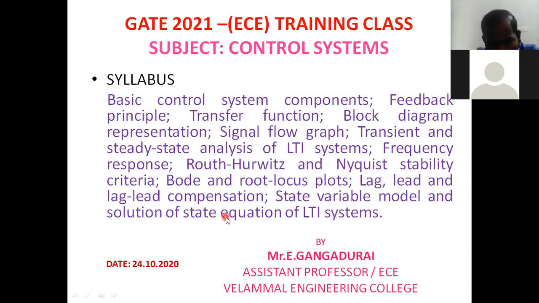Now the syllabus is clear, right? Yes, sir. Okay, before solving the problem, I am going to divide this syllabus into eight units. In the first unit we are going to see the basics of control system components, feedback principle, transfer function, block diagram representation, and signal flow graph. Till signal flow graph we are going to see today.